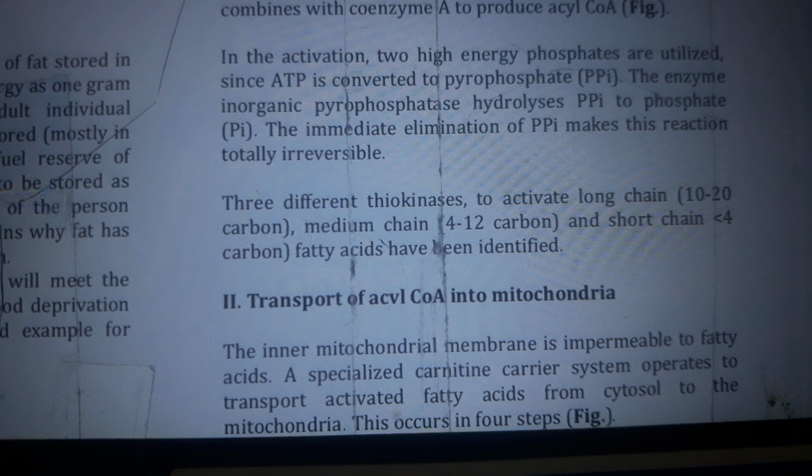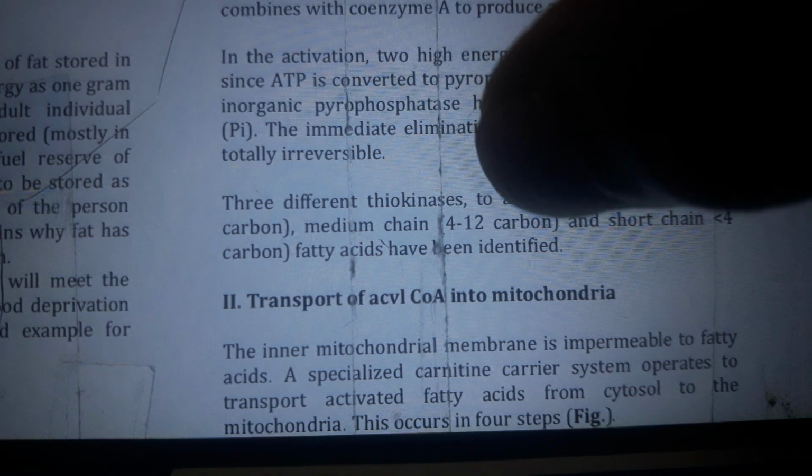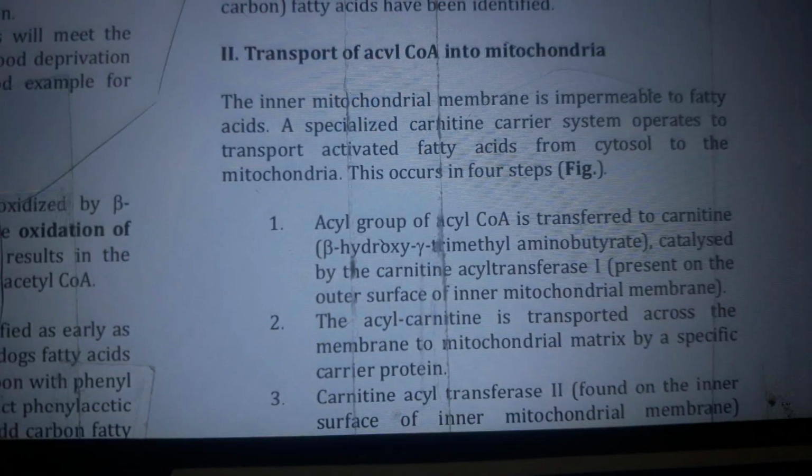In the activation, 2 high-energy phosphates are utilized since ATP is converted to pyrophosphate, PPi. The enzyme inorganic pyrophosphatase hydrolyzes PPi to phosphate, Pi. The immediate elimination of PPi makes this reaction totally irreversible. 3 different thiokinases to activate long chain (10 to 20 carbon), medium chain (4 to 12 carbon), and short chain (less than 4 carbon) fatty acids have been identified.